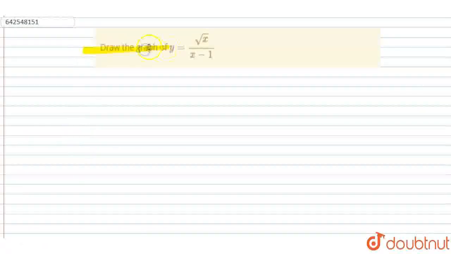Hello, welcome to Doubtnut. In this question, we have to draw the graph of y is equal to root x upon x minus 1. Okay, let us consider y is equal to f(x) is equal to root x upon x minus 1. This is the function.